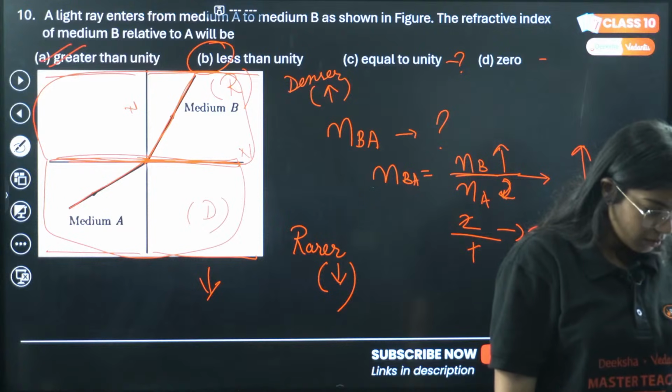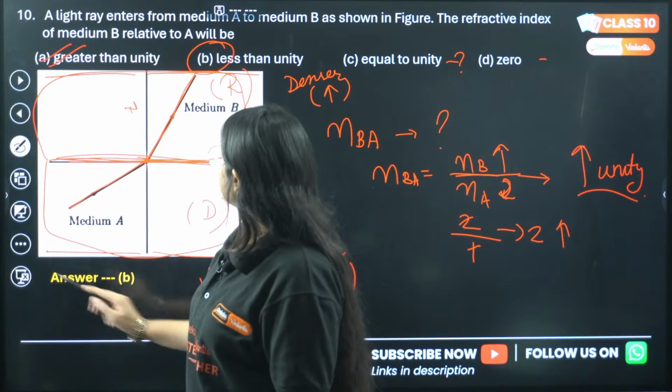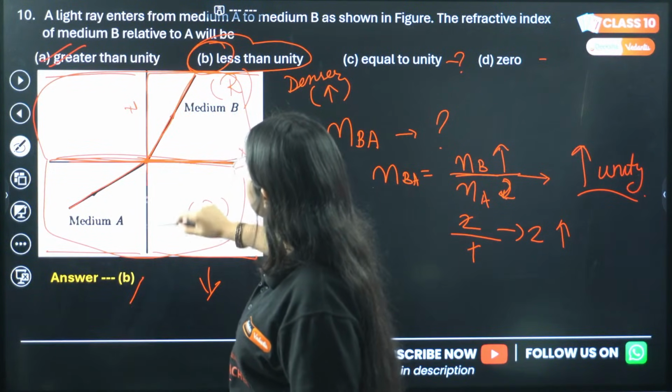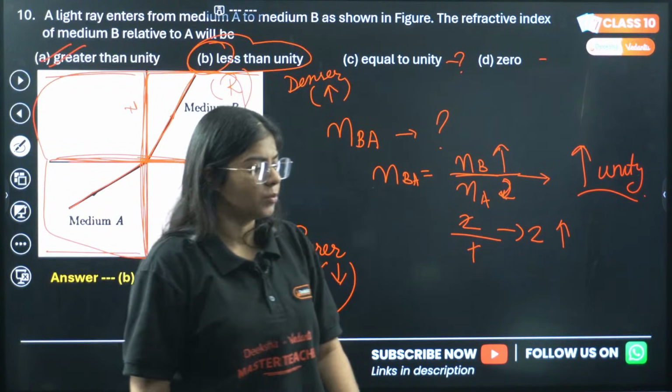Let's move on to the next question. This answer was actually less than unity, so probably they are taking normal as this one, correct? Did you understand the question? Did you understand the concept though?